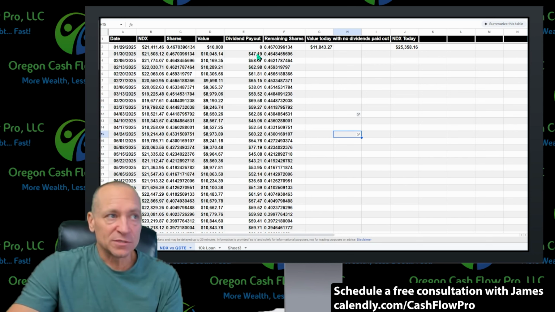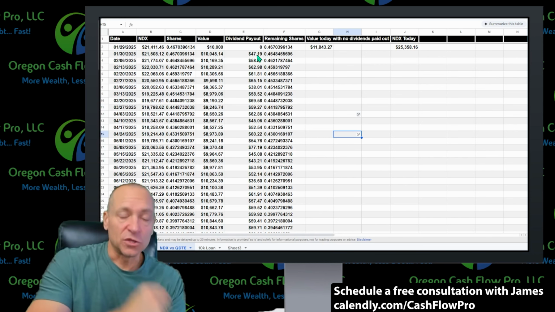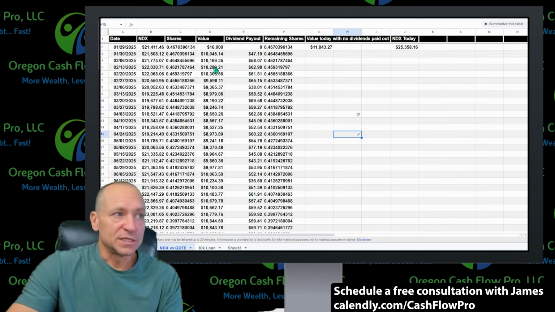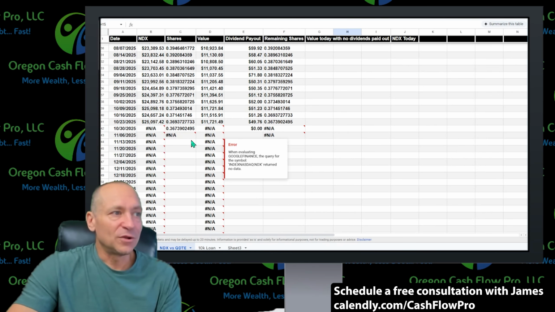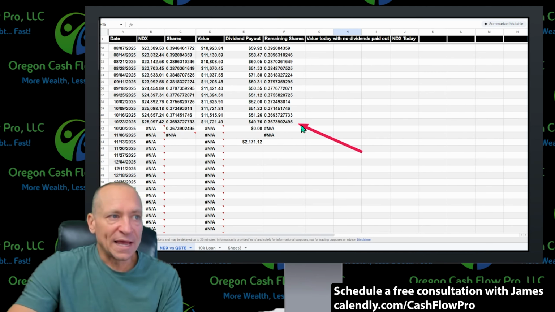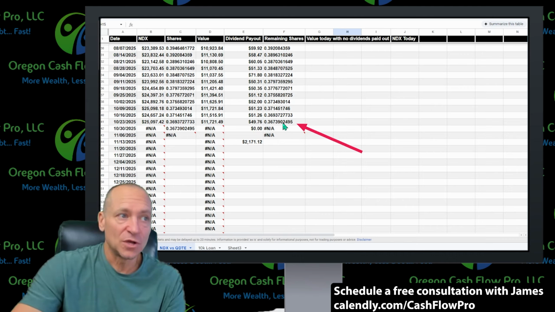So these are each payouts that matched the payouts that QDTE made every single week. You can see the value of the underlying went down quite a bit and then climbed back up. And ultimately, we would still have 0.367 shares despite pulling out all of those dividends. And this 0.367 would be worth $11,721. And we took out $2,171.